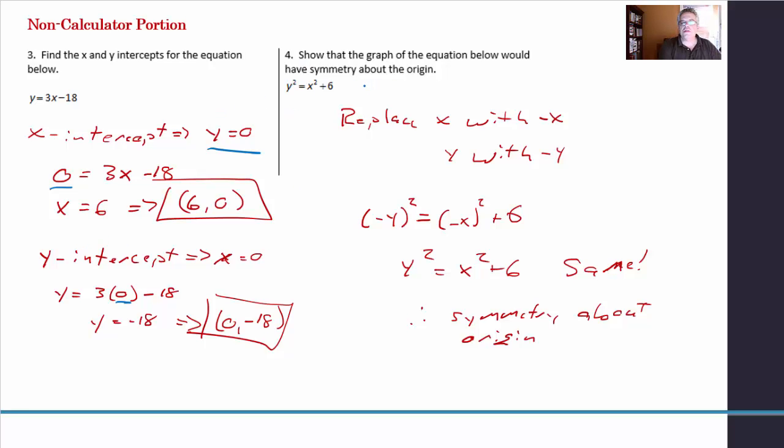All right, now, the next question is about symmetry. It's about symmetry about the origin. There were 3 kinds of symmetry we looked at.